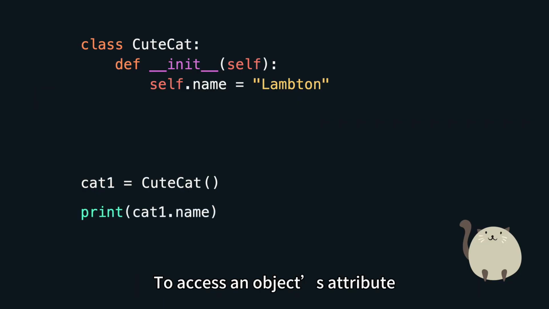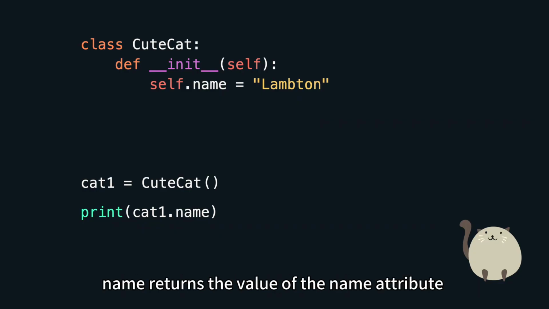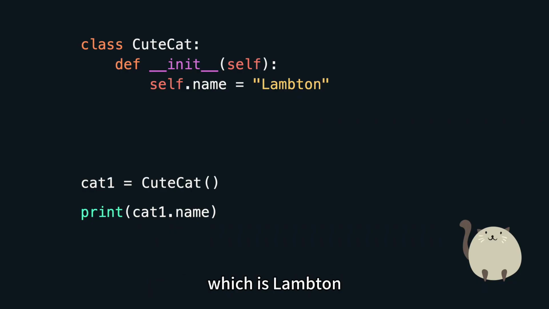To access an object's attribute, use the object name followed by a dot and the attribute name. For example, cat1.name returns the value of the name attribute bound to the cat1 object, which is Lambton.